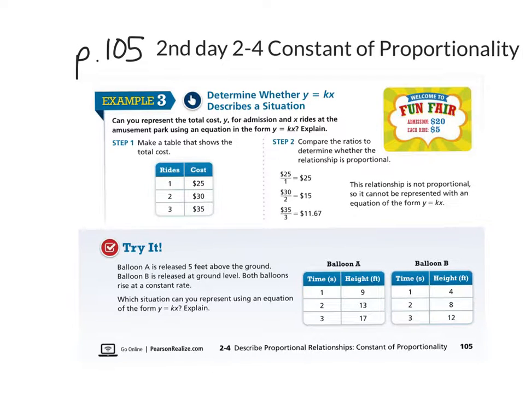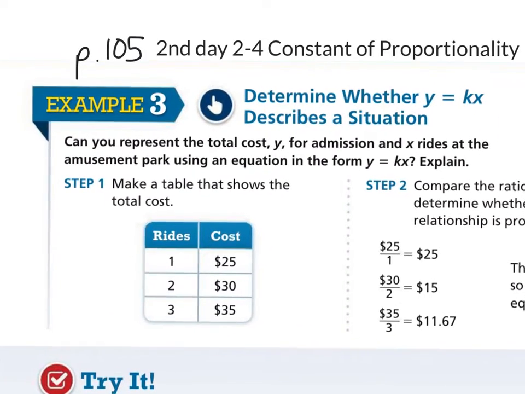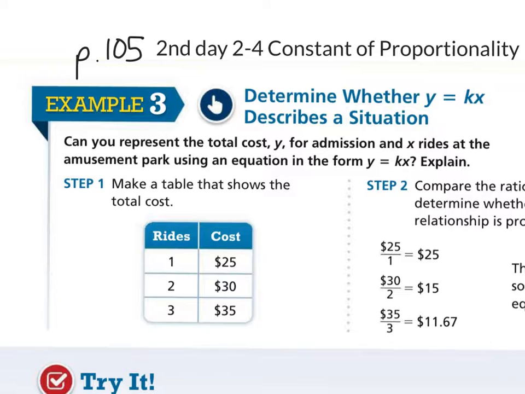Continuing our discussion about constant of proportionality, if you look at page 105, example 3, it asks, can you represent the total cost y for admission and x rides at the amusement park using an equation in the form y equals kx? So basically, this equation only works for proportional relationships. So what we're going to have to do is see if these are proportional. In other words, see if our ratios are equivalent like we've done before.